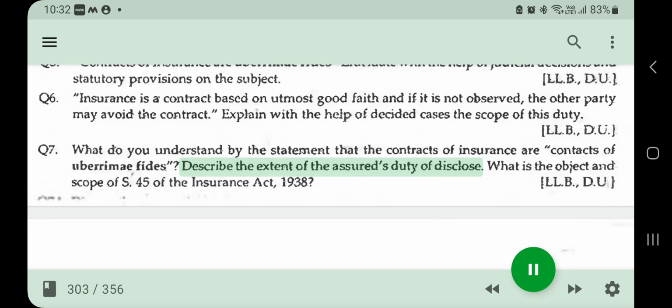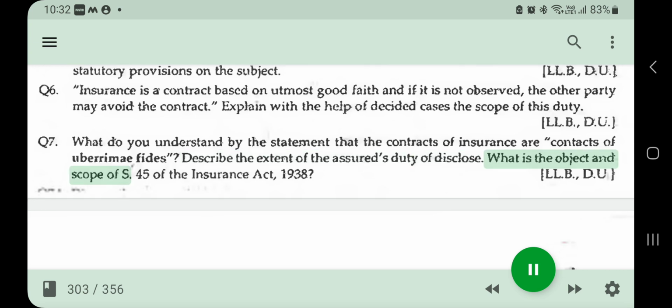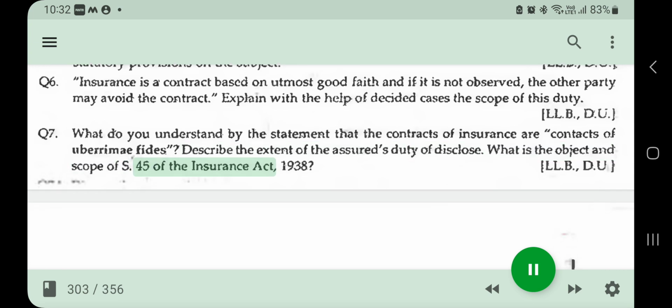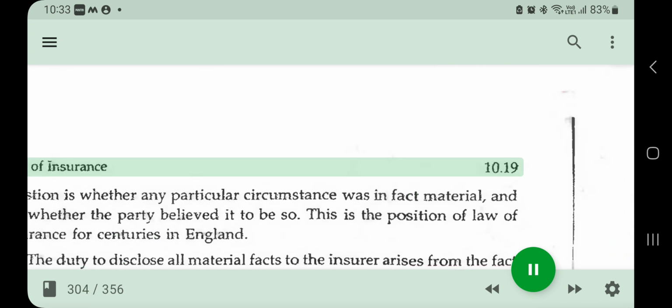Describe the extent of the assured's duty of disclosure. What is the object and scope of S. 45 of the Insurance Act, 1938? Law of Insurance 10.19.